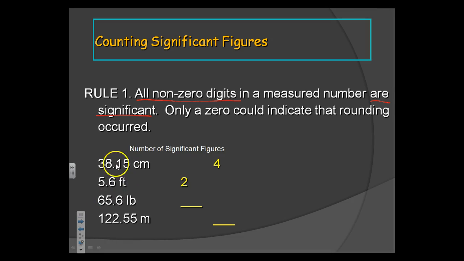If we look at our examples here, in this number, 38.15 centimeters, there are 4 significant figures. In 5.6 feet, there are 2 significant figures. In this number, there are 3 significant figures. And in this number, there are 5 significant figures.